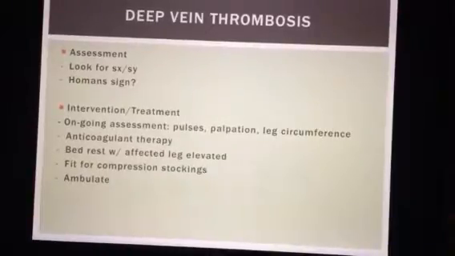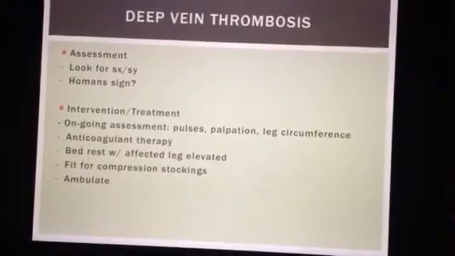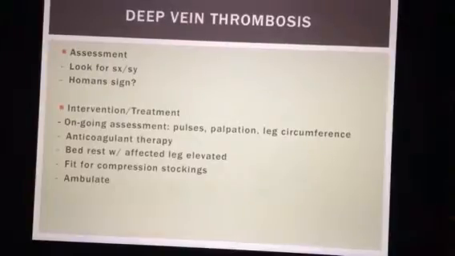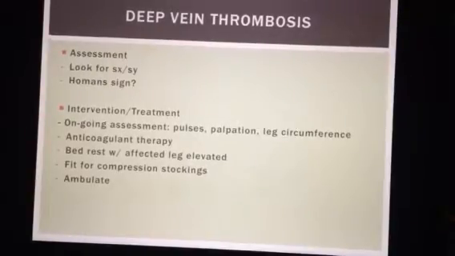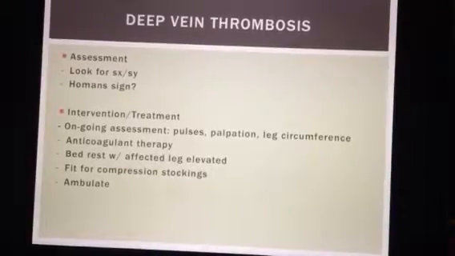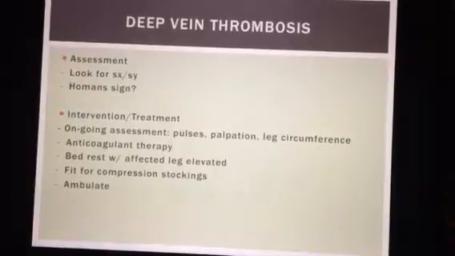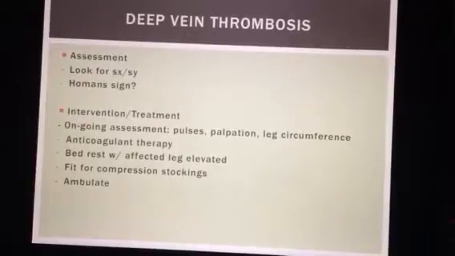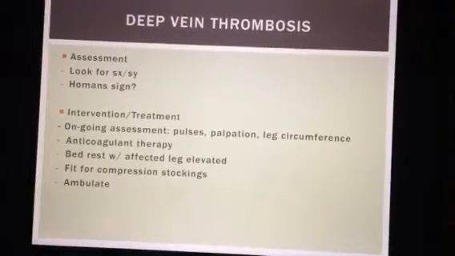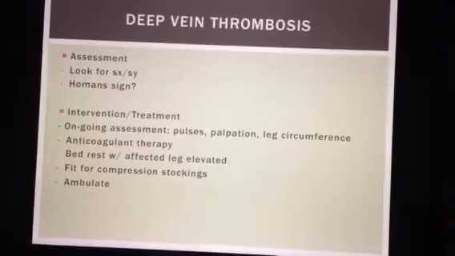Treatment for DVT includes ongoing assessment of the affected limb, anticoagulant therapy, which is usually continuous heparin IV, and bed rest during the acute phase. Once symptoms begin to resolve, the patient can be fitted for compression stockings that can be worn while they ambulate. Promoting ambulation with DVT is something somewhat new that we are having our patients do. In the past, we wanted them to stay in bed so that the clot would not become dislodged.